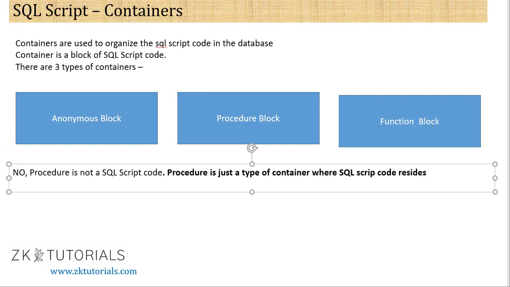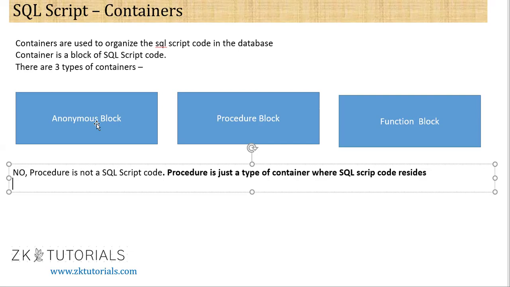How can we store our SQL script code? Is this clear? So these are the types of containers in SAP HANA which store SQL script. I hope this one is clear. Then let's first start with the anonymous block.